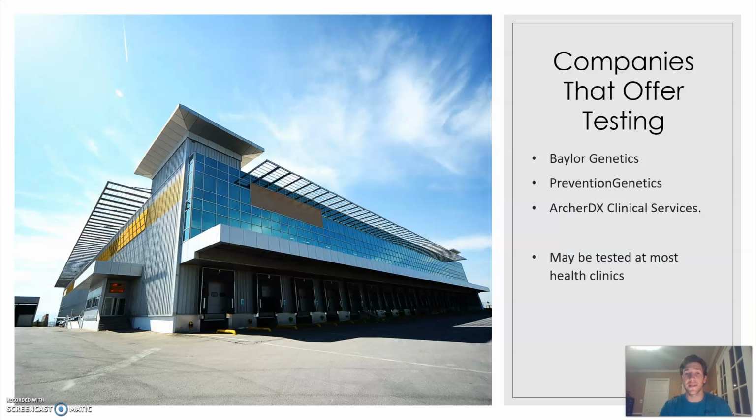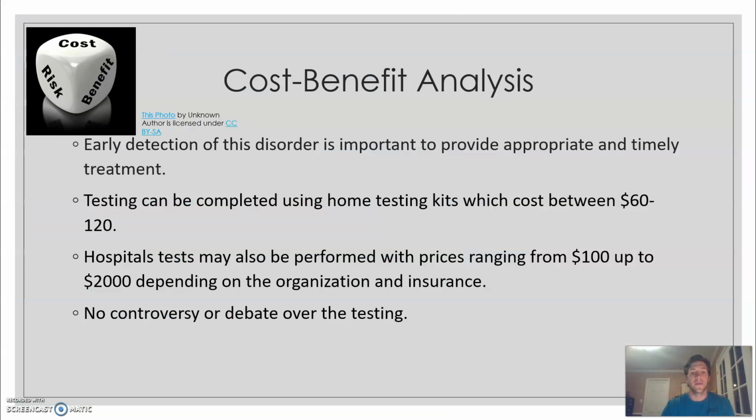Companies that offer the testing include Baylor Genetics, PreventionGenetics, Archer Dx, and Clinical Service. These are just a few of many third-party companies that do at-home testing, where you can order a test, put in a DNA sample of saliva, send that off, and they'll give you your results. However, like I mentioned earlier, testing is usually done in a hospital setting, but can be done at primary care offices or other health clinics as well.